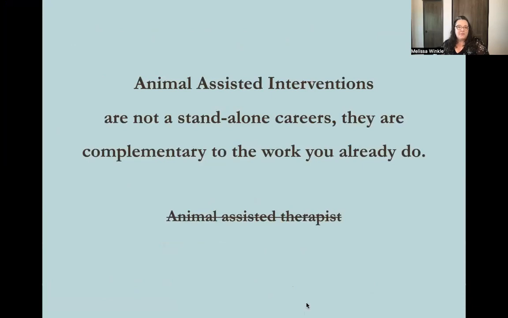I think we should start by talking about how animal-assisted interventions or animal-assisted services are not standalone careers. They're actually complementary to the work that you're already doing. So there is no such thing as an animal-assisted therapist.